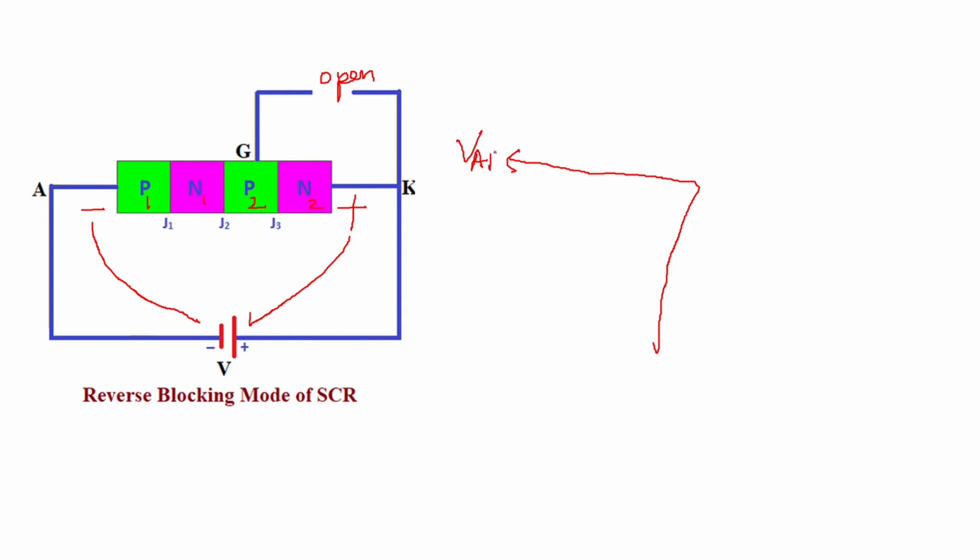This will be your voltage across the SCR, which will be in minus. This will be your current, which will also be minus. And this will be your reverse blocking state.